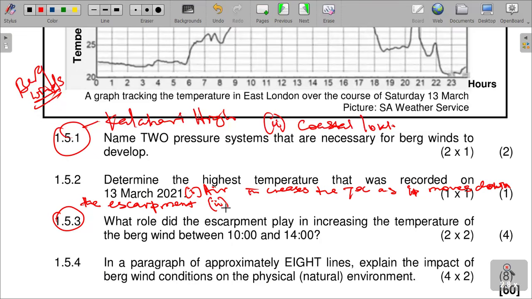Number two, one other point that we can talk about is that there is a greater vertical descent down the escarpment, and then it heats up more. It has greater vertical descent, and therefore it heats up more. That is quite true, that we can see the escarpment has to do with that.